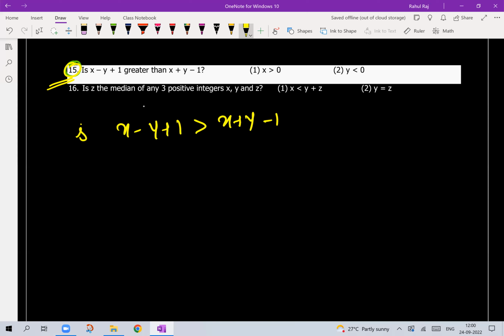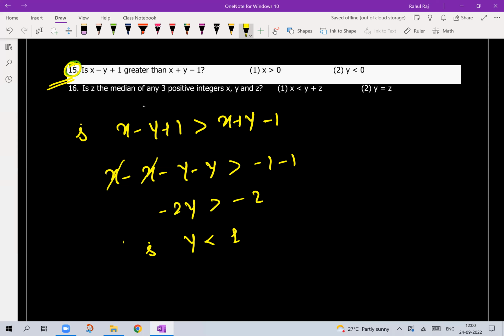Question is: x minus y plus 1 greater than x plus y minus 1? Can I do x minus y minus y greater than minus 1, x cancels. Minus 2y greater than minus 2. If you divide by minus 2, my question changes to: is y less than 1?